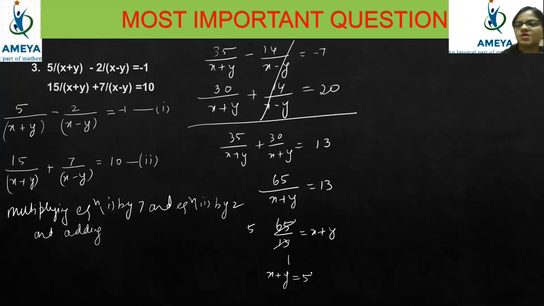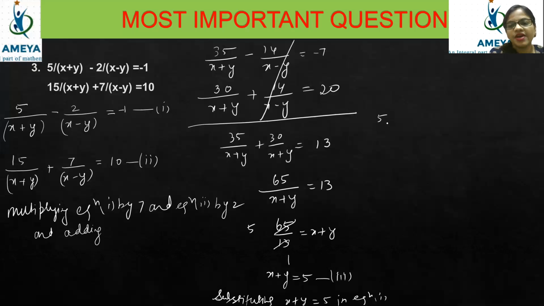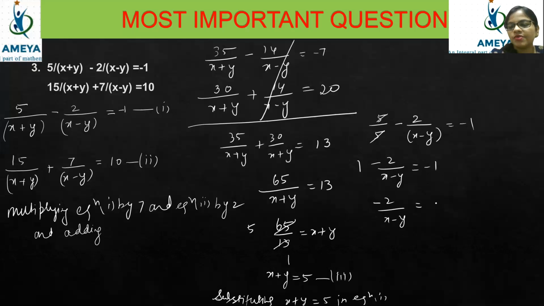Substitute x plus y in equation 1. Trust me, substitute the x plus y value in equation 1. Take it as equation 3. Substituting x plus y is equal to 5 in equation 1, what are you going to get? 5 by 5 minus 2 by (x minus y) equal to -1. Cancelled. So 1 minus 2 by (x minus y) equal to -1. So this one will shift that side. It will become -2 by (x minus y) equal to -2.